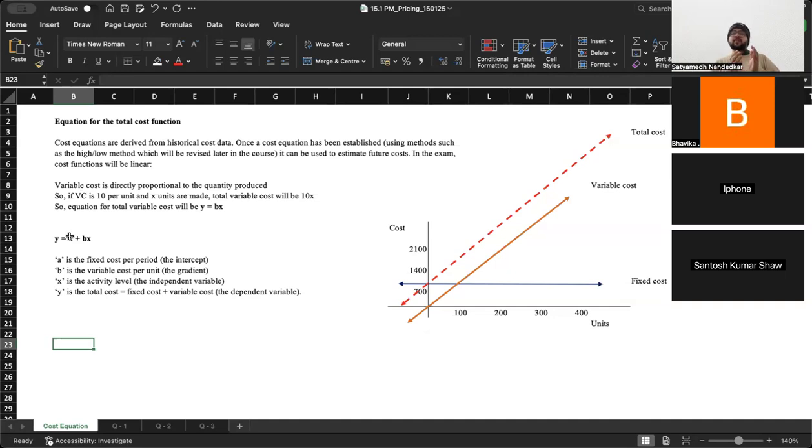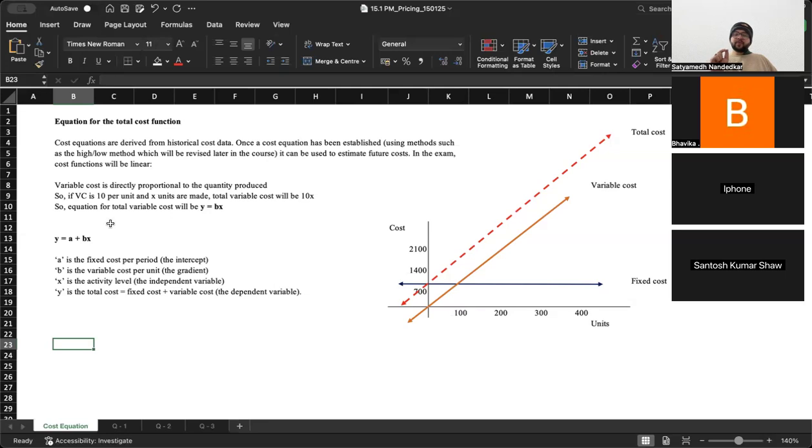If I wanted to decide what is the total cost of making a particular product, I would have to take the total of fixed cost and the variable cost. Variable cost is directly proportional to the quantity produced. If you produce zero, you don't incur any variable cost. If you produce 10 units, you multiply 10 into whatever is the variable cost per unit. If you produce 100 units, your variable cost is 100 into the variable cost per unit. What is this B? While X is the number of units produced, B is the variable cost per unit. And as the output increases, the variable cost also increases.